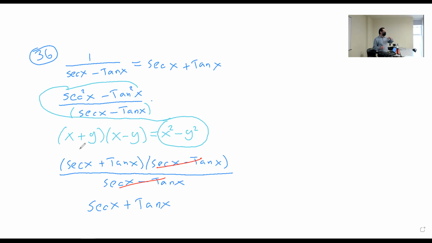The other way of doing it is turning everything into sine and cosine and doing what we've done up to this point. You have the gift. You have the gift.